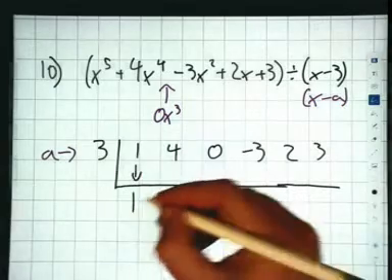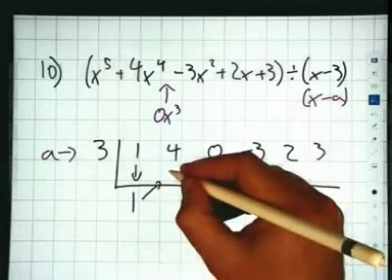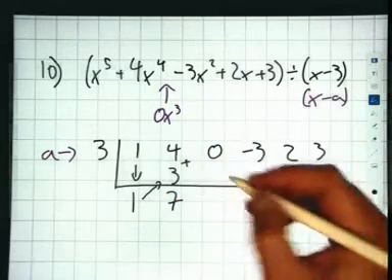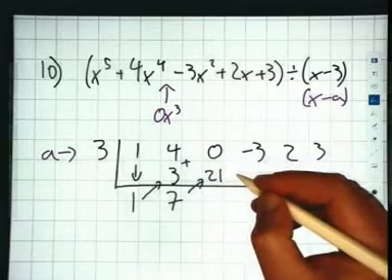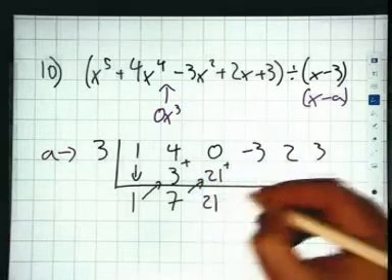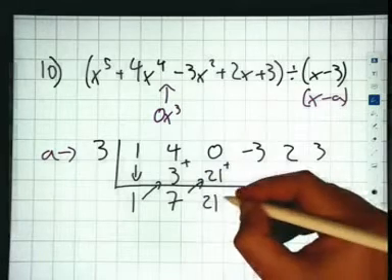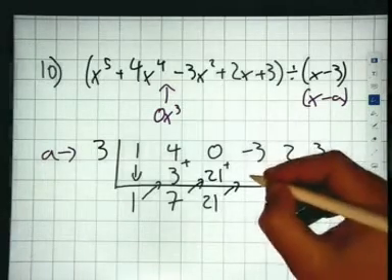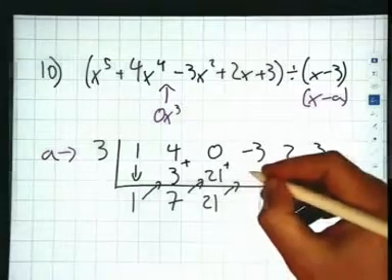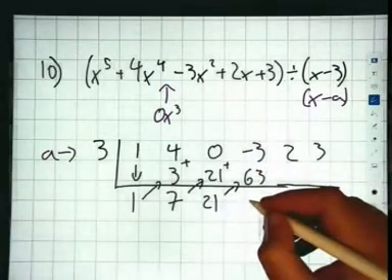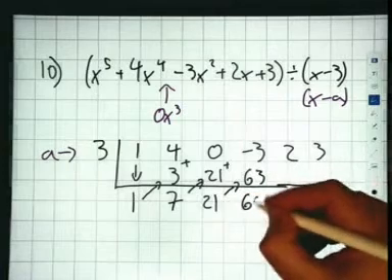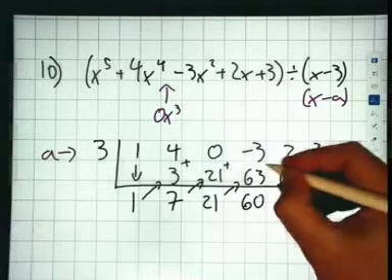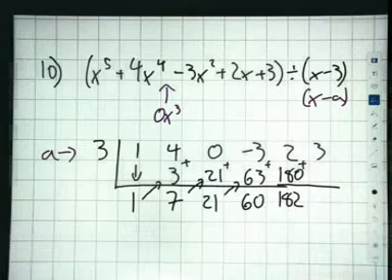And now we can proceed with our synthetic division. So we'll bring down the 1. Then 3 times 1 is 3. We'll add and we get 7. Then 7 times 3 is 21. We'll add and we get 21. Alright, we're getting into some days I'm just kind of tired and lazy, but this is a positive 63. So that's going to add together to give me 60. And then we get 180. Add those together, you get 182.